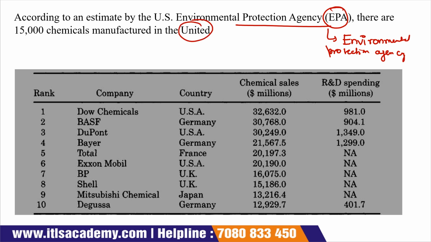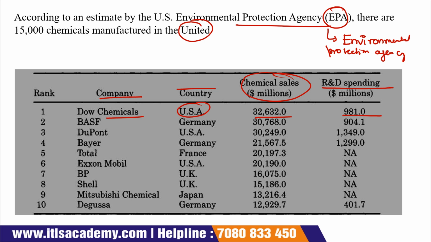Okay. Now, here is the list of the company, country and chemical sales, and the money they are spending in R&D. R&D means the research and development of the chemical. Okay, so now the first company is Dow Chemical, and it belongs to the USA, and their chemical sales are around 39,632 million dollars, and they spend in R&D around 981 million dollars.